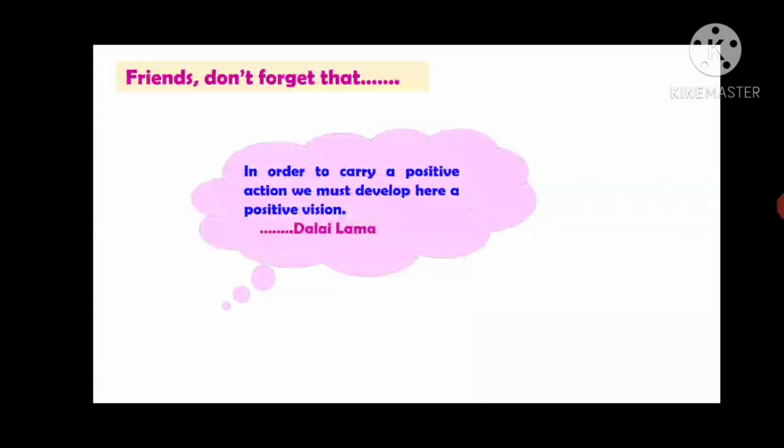At the same time, you should not forget the famous words of Dalai Lama. In order to carry out a positive action, we must develop here a positive vision.